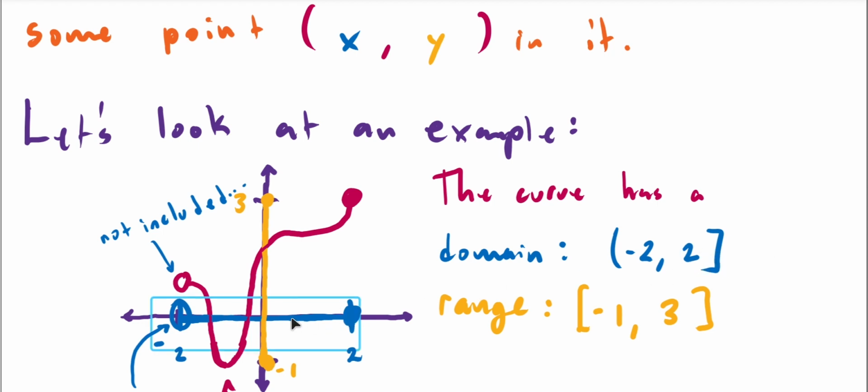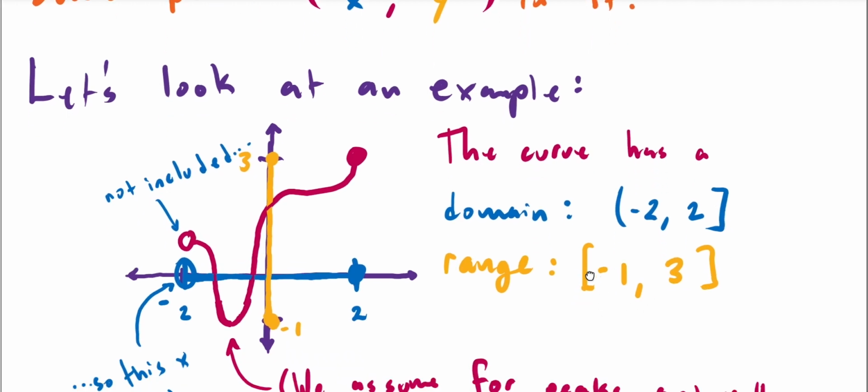Remember, when you think domain, think x values. And then the range, so what are the y values? This isn't the lowest y value. It dips down and stops right around here, which I've marked -1. And then it goes up as high as this one here, which I've marked 3. So this goes between -1 and 3. Notice I've included that -1.